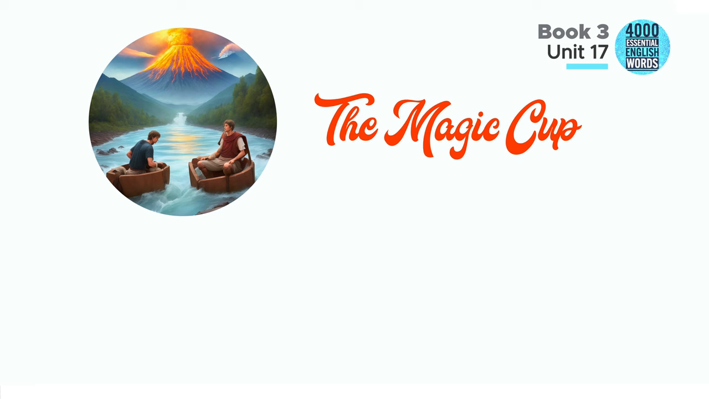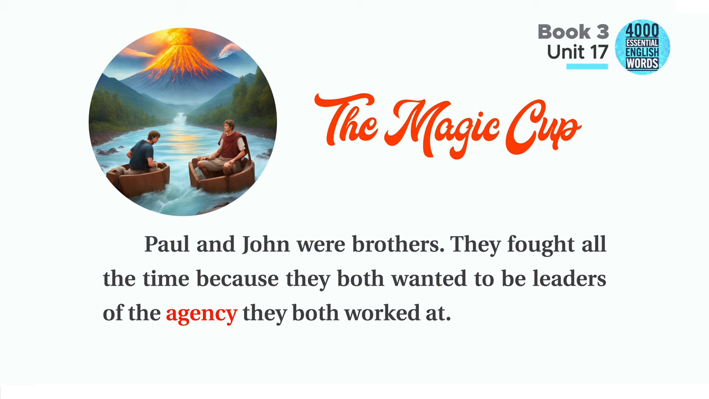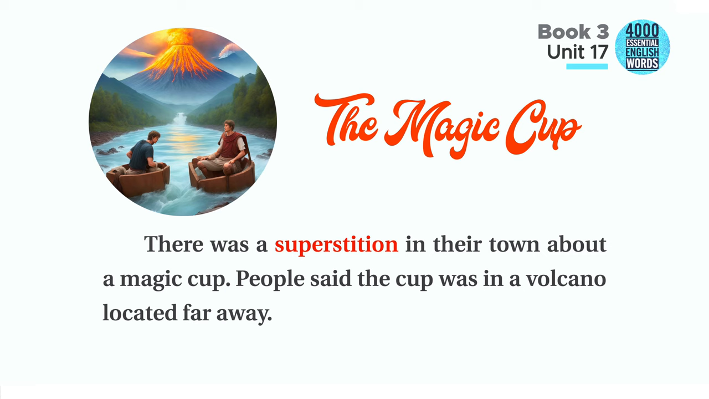The Magic Cup. Paul and John were brothers. They fought all the time because they both wanted to be leaders of the agency they both worked at. There was a superstition in their town about a magic cup. People said the cup was in a volcano located far away. Anyone who retrieved the cup would have a wish come true.